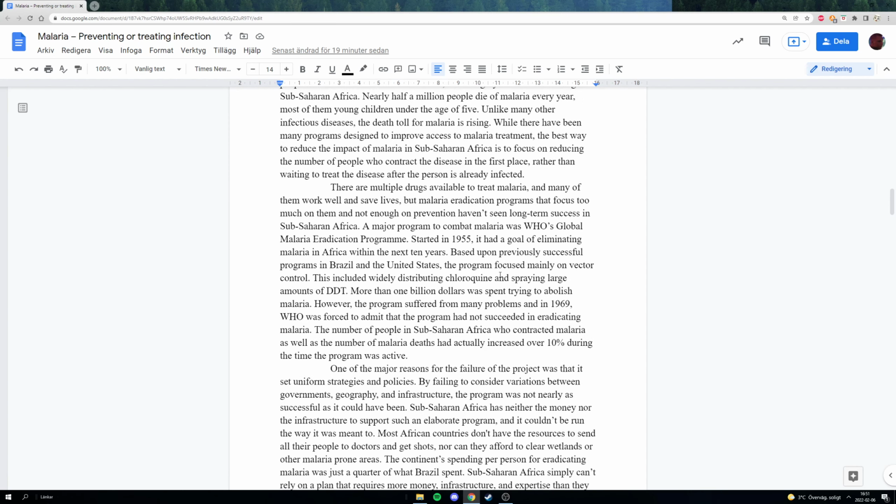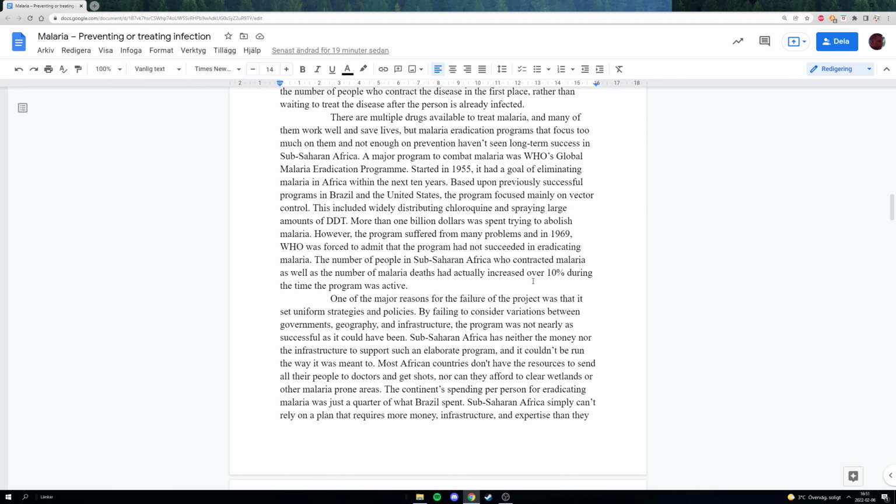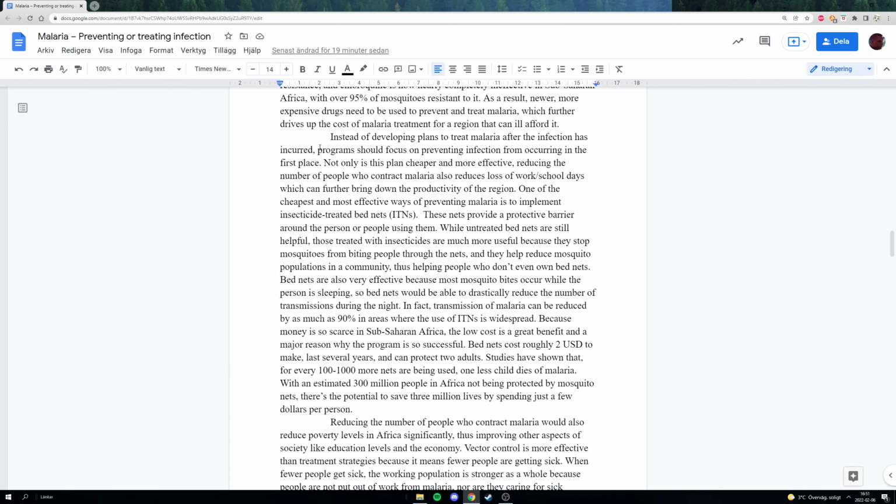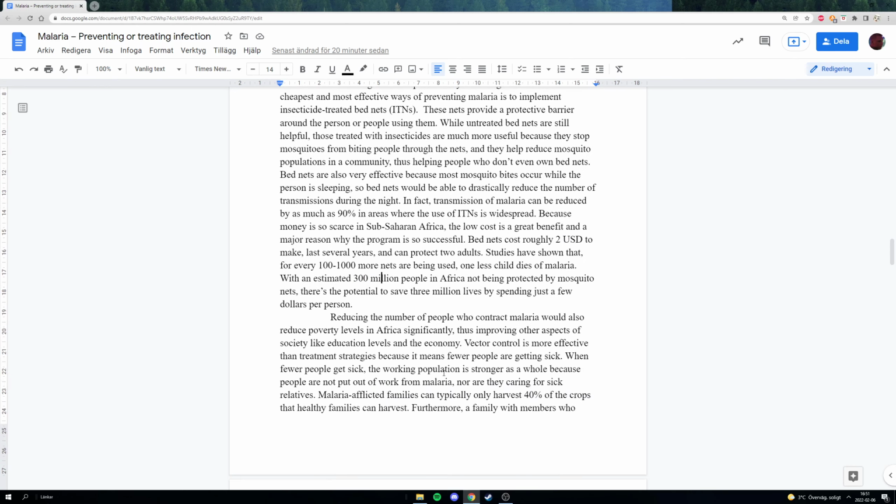So in this text, for instance, they reference back to the global malaria eradication program, what happened. They even include some statistics on how it went the wrong way and was actually counterproductive. And then when they start to introduce their own sort of positive claims, they include further statistics and how much things cost and how many lives would be saved and so on and so on.